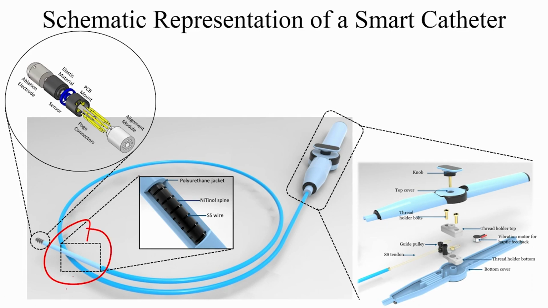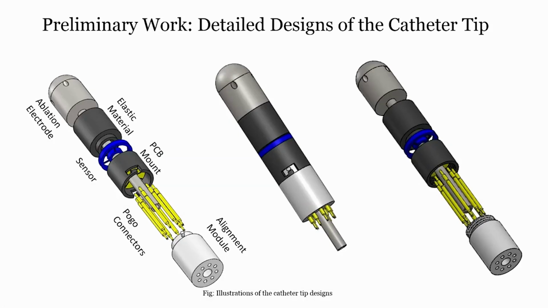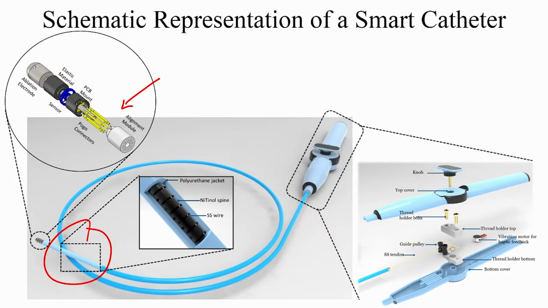So, that the catheter can move or maneuver, and this is the catheter tip. If you see the tip, there is an ablation electrode, then there is an elastic material, there is a sensor, PCB, and then pogo connectors, followed by the alignment modules. Alright, this is the sensor design, and if I go further, then you will see the blown up diagram of this particular catheter tip. We are only talking about the tip, which is right over here. Okay, that is it.